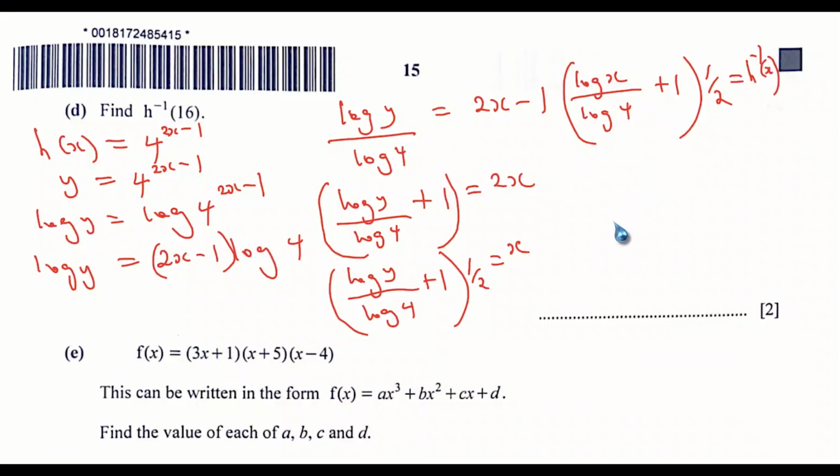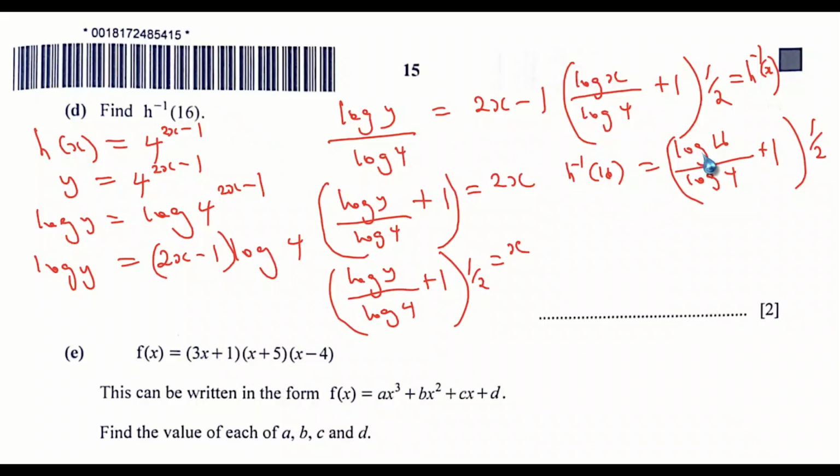Now that we have found h inverse of x, it is easy to find h inverse of 16. So what we need to do is just to pass in 16. So I can say h inverse of 16 will be equal to log 16 over log 4 plus 1, everything multiplied by a half. So log 16 divided by log 4, that will give you 2.